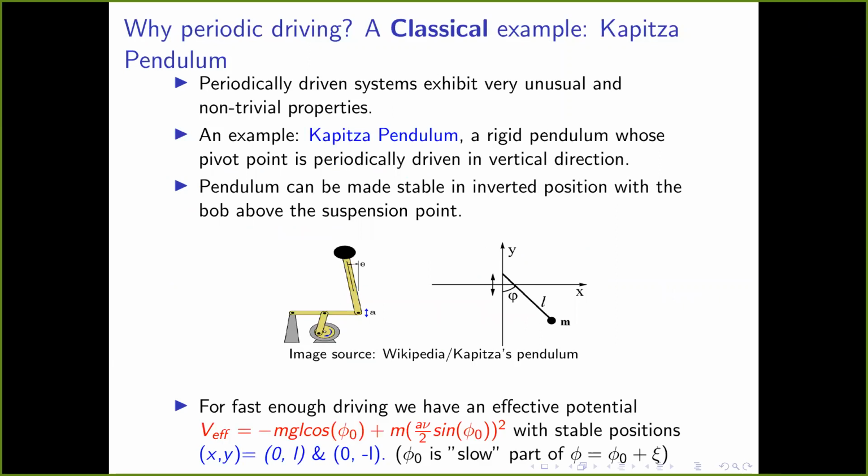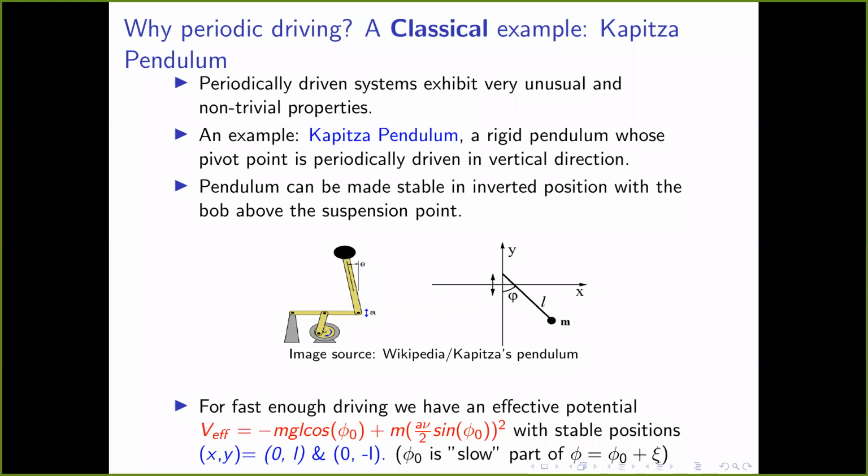Now, my talk is basically on how you can periodically drive a quantum system and produce states which are localized at the edge of a one-dimensional system. Before that, let me give you some motivation with a classical example. Periodically driven systems exhibit very unusual properties. Here is a classical example: a rigid pendulum whose pivot point is periodically driven in the vertical direction. This pendulum is named after Peter Kapitza, so it's called the Kapitza pendulum.